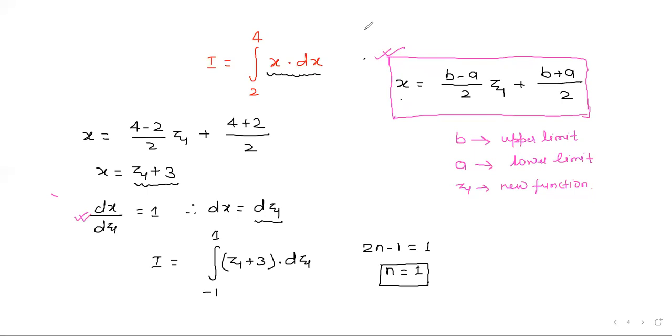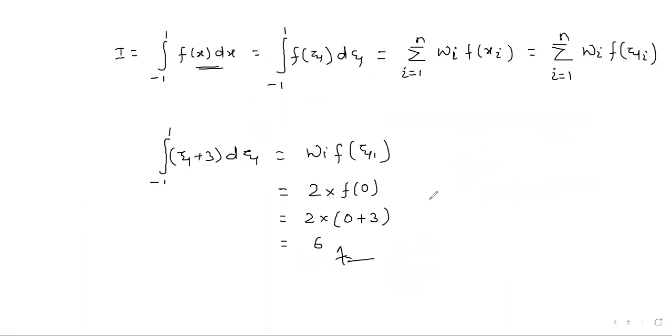We end up with the final result of this integration, having the limit from 2 to 4. So finally the answer we got is this one, right? Therefore we can write the integration from 2 to 4 of x dx is going to end up with the result of 2. If you want to verify, you can verify also.